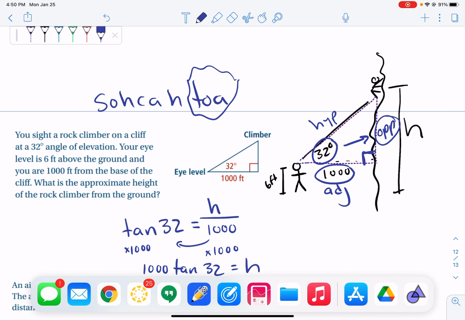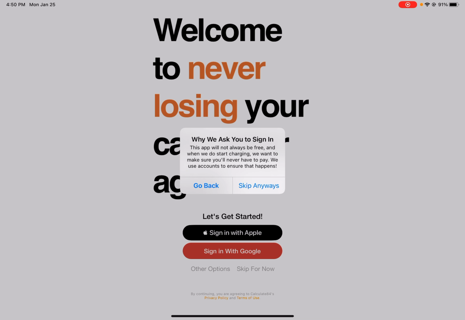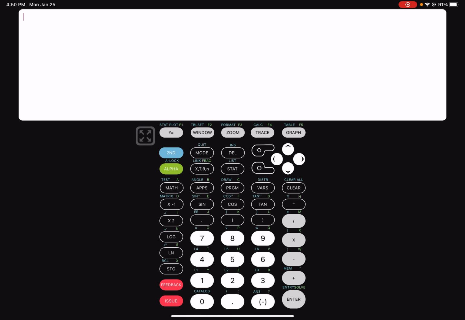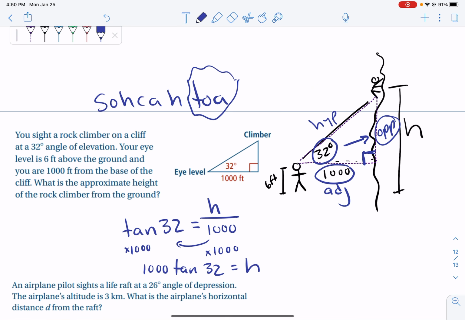Now, if I plug that in my calculator, because I don't expect you to memorize all of those tangents and sines and cosines. So if I do 1,000 multiplied by the tangent of 32 degrees, I get 661.006. So this equals 661.006. Now be kind of careful because that gives me the height from my eyes up to the rock climber, right? That gives me that length.